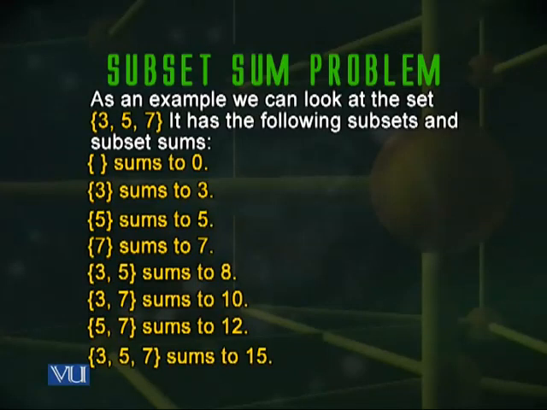On the other hand, if somebody asks you if there's a subset of this set which adds to 11, the answer would be no. So the subset sum problem is a very simple problem. You're given a set of numbers and a target value, and the question is, does there exist a subset which adds up to the target value?